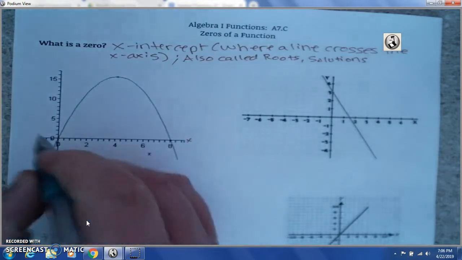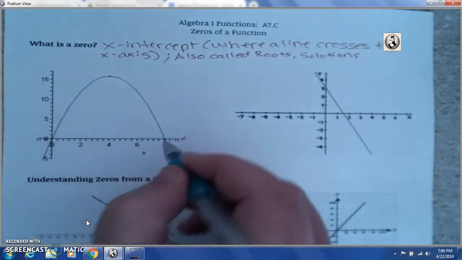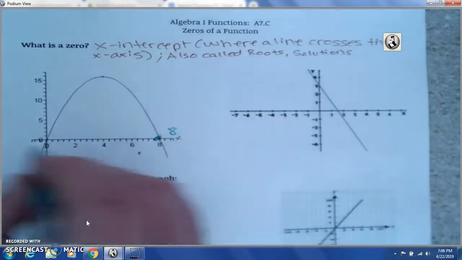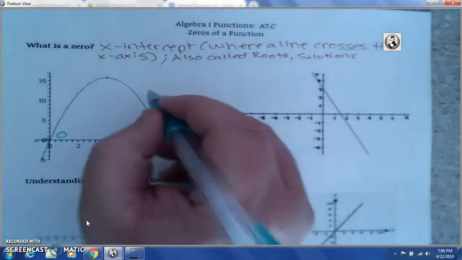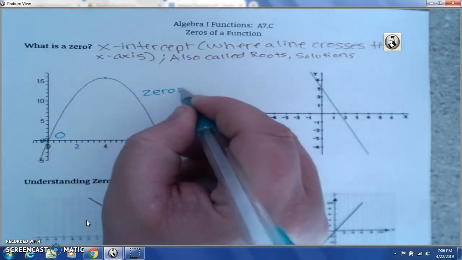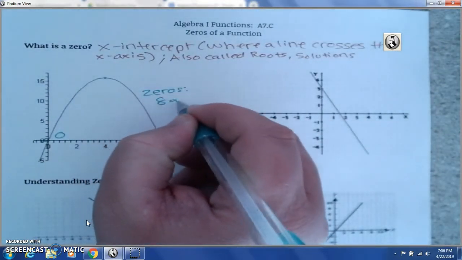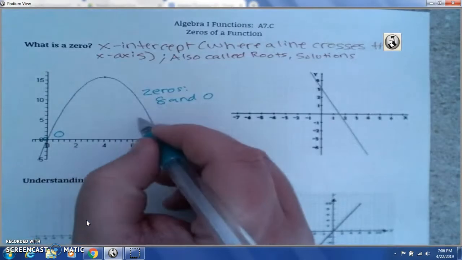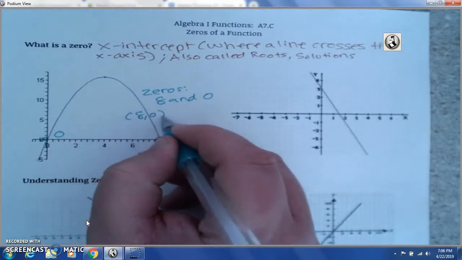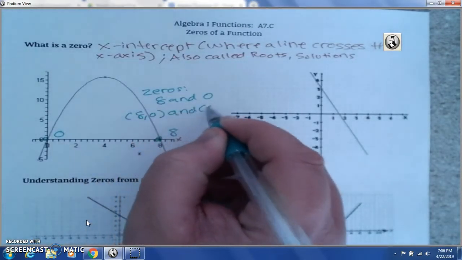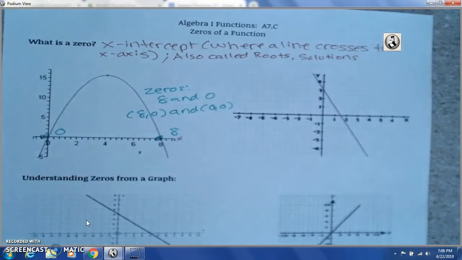So in this case, this graph crosses the x-axis at 8 and 0. So your zeros are 8 and 0. Okay. Sometimes they like it in coordinate form, so (8, 0) and (0, 0). Okay. Again, where it crosses the x-axis.